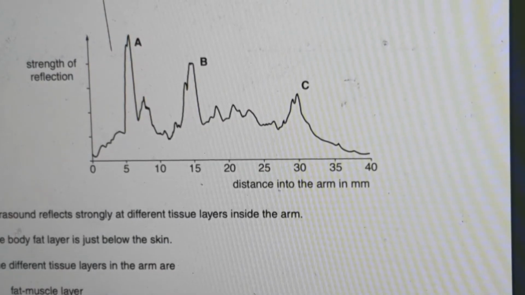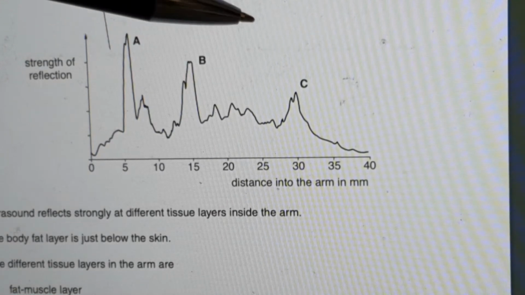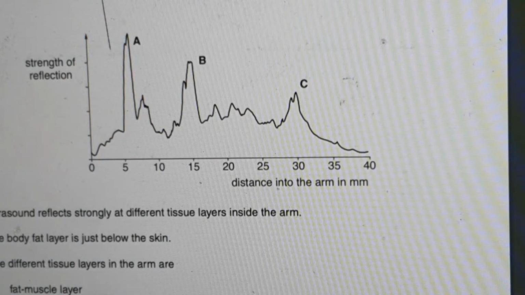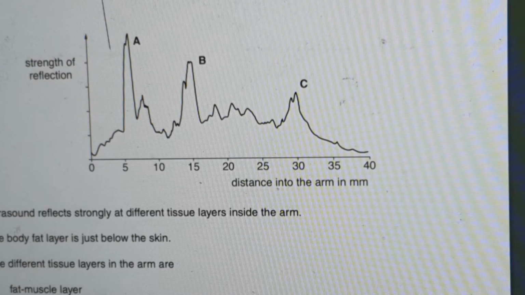So what you can say is that peak A, peak B and peak C happen at the boundary, and the waves reflect from the boundary. Some will be transmitted. The first peak, A, would be the fat-muscle layer, then B the muscle layer, and C the muscle-bone layer. So these are reflections at different depths.